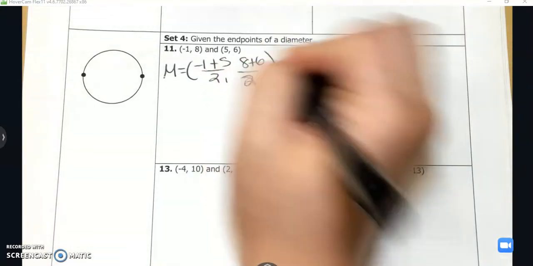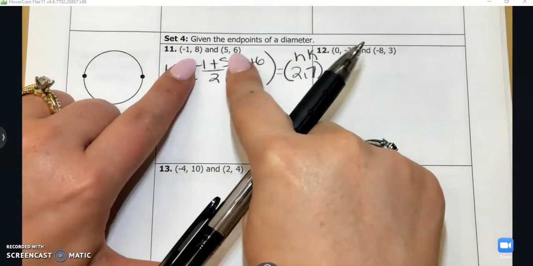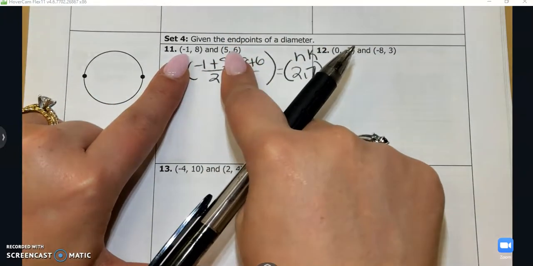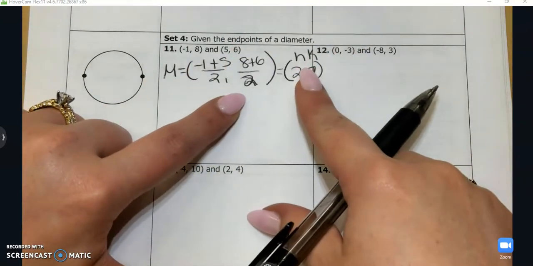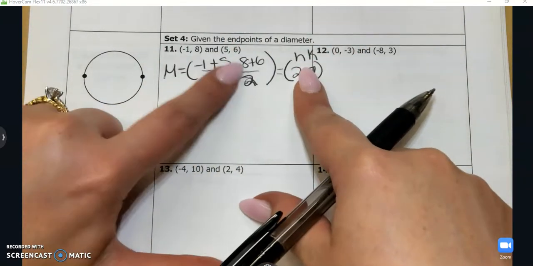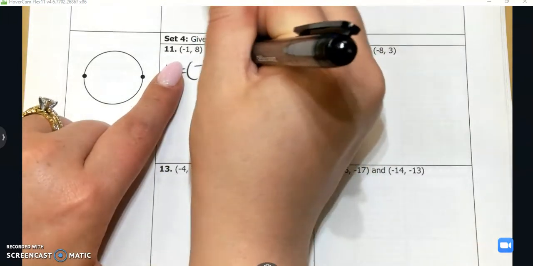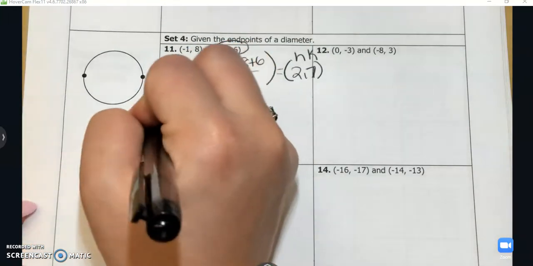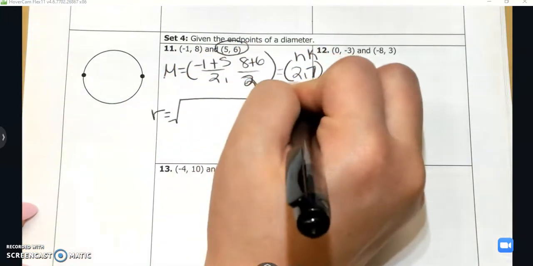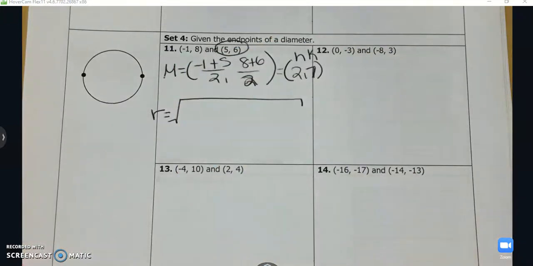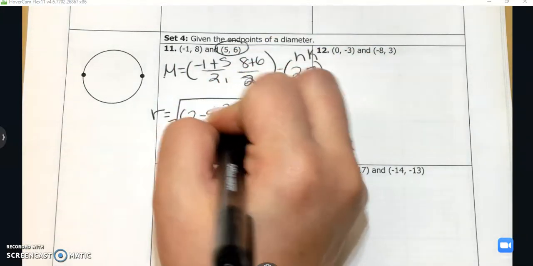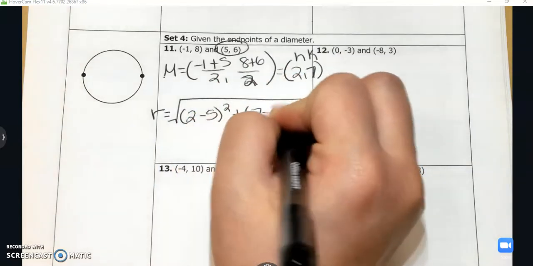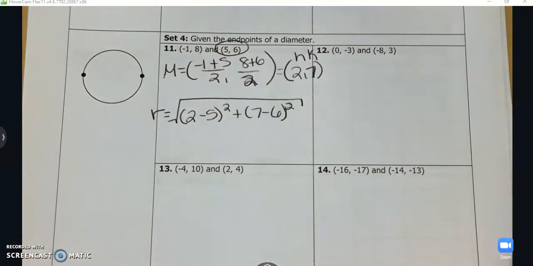You have two options here. You could use your distance formula on these two endpoints, and that's going to give you the diameter, and you would have to halve that value. Or you can find the distance between this midpoint we just found and one of these endpoints. I'm going to go with (5, 6) just because I like positive numbers. And that is going to give us our radius, because from the midpoint to an endpoint, that's our radius. So (x2 minus x1) squared plus (y2 minus y1) squared, all inside of our radical.